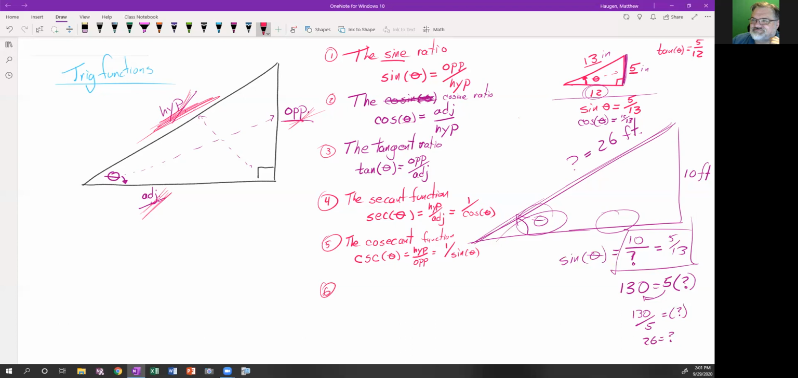Well, we have a reciprocal for sine, a reciprocal for cosine. The last one, you might have guessed, is the reciprocal for tangent. And it is referred to as the cotangent function or ratio, abbreviated COT for cotangent. The ratio is just that reciprocal for tangent: adjacent over opposite. And we often think of it, again, as just the reciprocal of tangent.